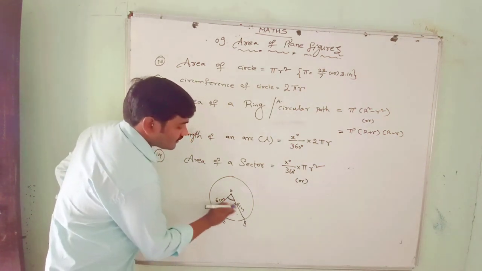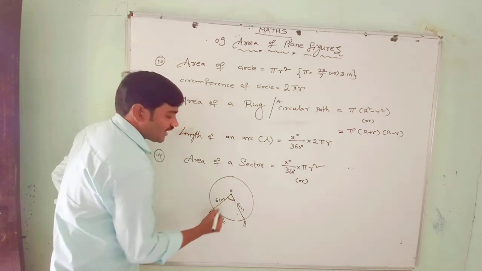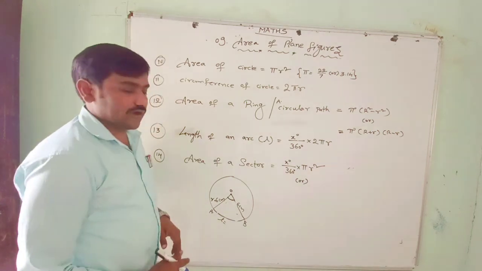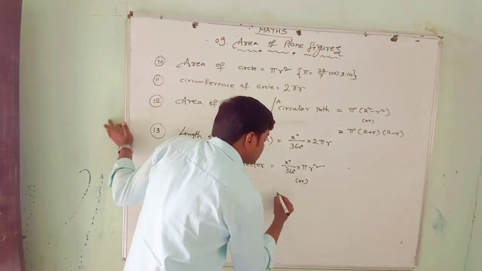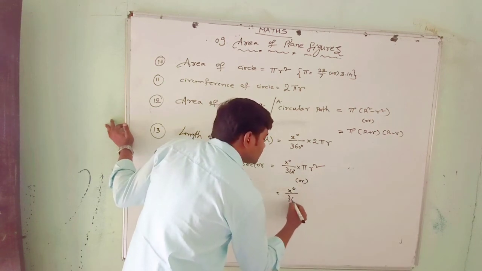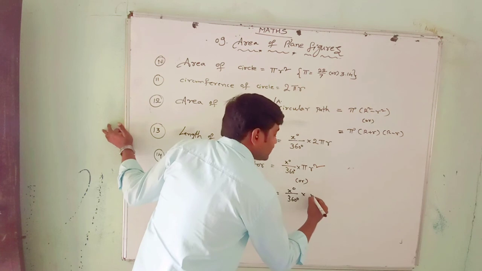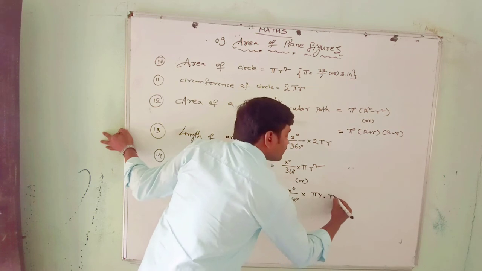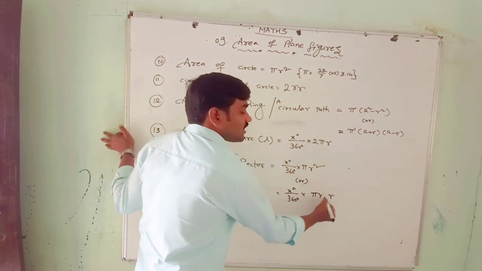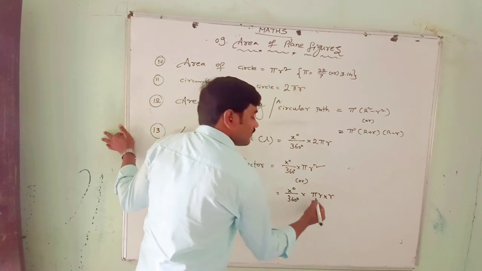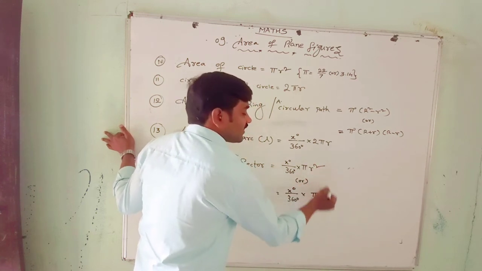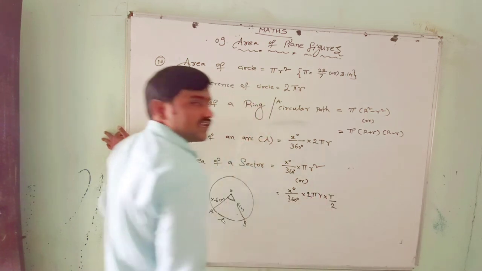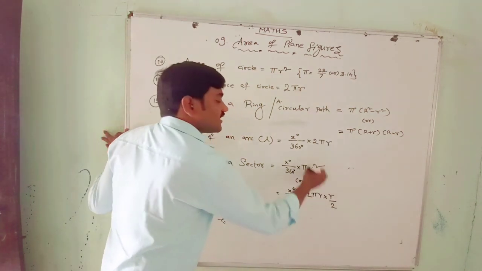If the length of an arc is given, not the angle, so L value and R value are given, how do we find it? R equals 6 centimeter and L value is given. Then the formula is modified like this: x degrees by 360 degrees into pi r square. I will write pi r square as pi r into r. Here I will write 2 pi r, multiply by 2 here and divide by 2 here. If the 2s get cancelled, I get the same thing.